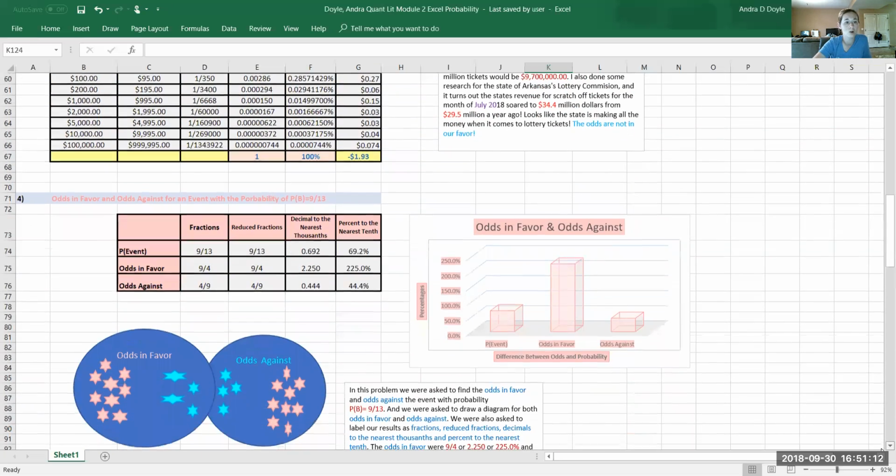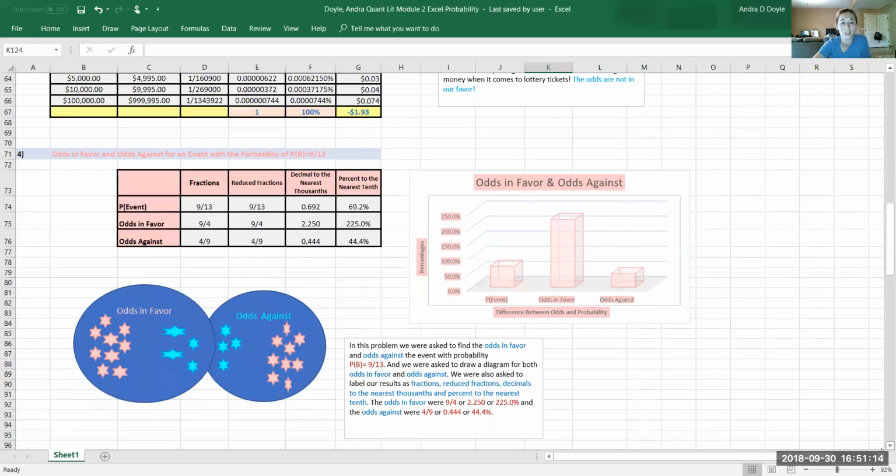On question number 4, this is odds in favor and odds against for an event with a probability of 9/13. We were asked to find the odds in favor and the odds against, and to draw a diagram for both. We were also asked to label all results as fractions, reduced fractions, decimals to the nearest thousandths, and percents to the tenths. Odds in favor were 9/4, and odds against were 4/9.